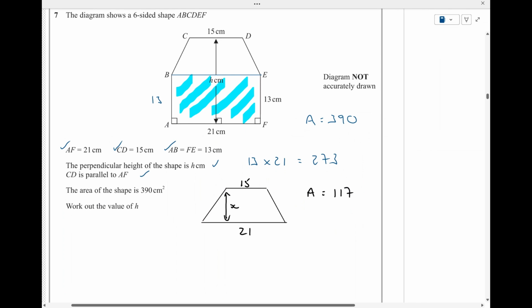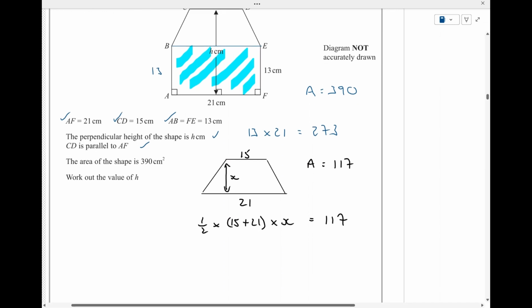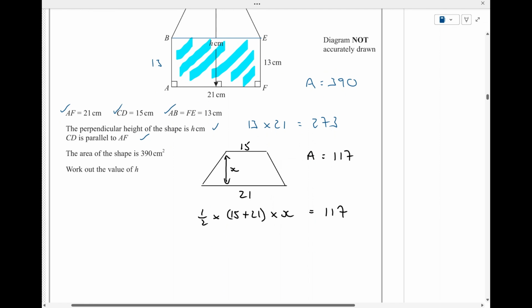Now, that means that a half times 15 plus 21 times x equals 117. On the left there, that's the formula for the area of the trapezium, which is on the front of your exam sheet. So what's a half of 15 plus 21? Let's have a look. 15 plus 21 divided by 2. So that means that 18x equals 117. So now I can find x. 117 divided by 18. So x is 6.5. Is that the answer to the question?